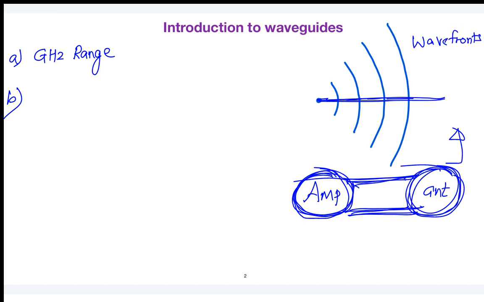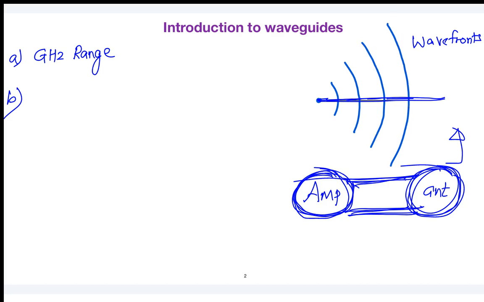As the distance increases, what is the nature of the electromagnetic wave? We are assuming that the wave is uniformly propagating without any expansion. But that is not the case. As the distance progresses, the wave is trying to expand out like this.